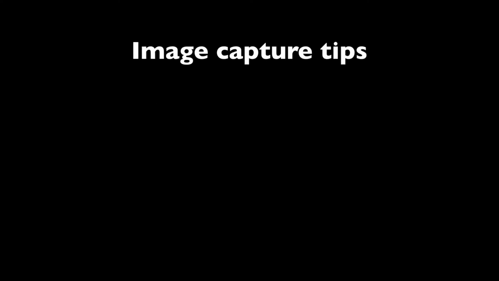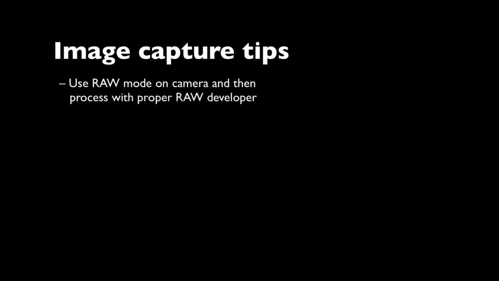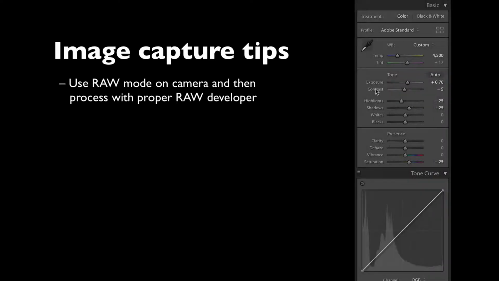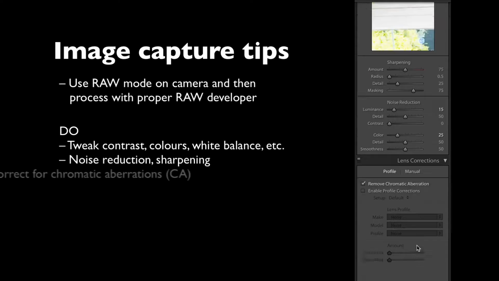While it's perfectly fine to just stitch the JPEGs that come straight out of your camera, like in general photography, you will get some better quality by shooting in RAW and then developing those images in a proper RAW developer. There you might tweak things like exposure, brightness, contrasts, colors, the white balance. You might apply some noise reduction, a tiny bit of sharpening, and you definitely want to correct for some chromatic aberrations in the images.